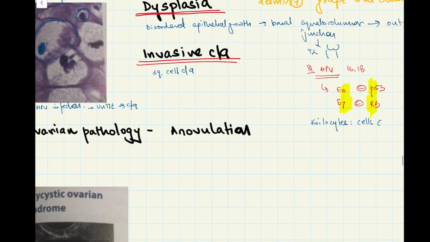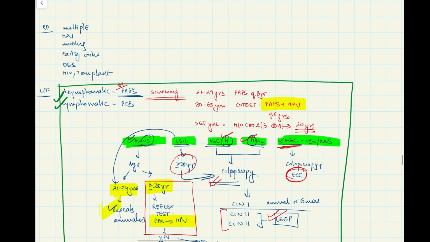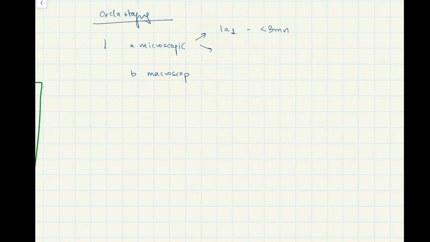And let us see its staging quickly. Right, cervical cancer staging. Stage 1A is microscopic, 1B is macroscopic, right. 1A is divided into 1A1, which is less than 3 mm, and 1A2, which is 3 to 5 mm. 1B is again divided into 1B1, 1B2 and 1B3.